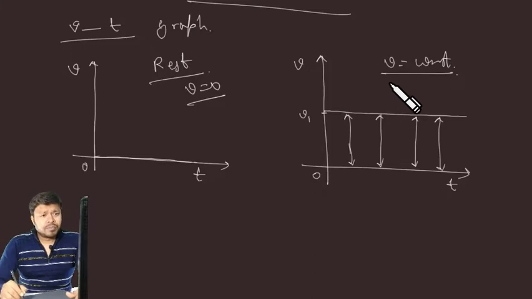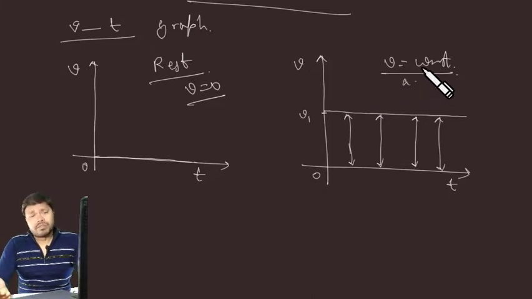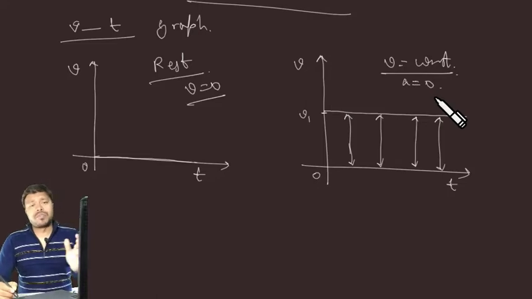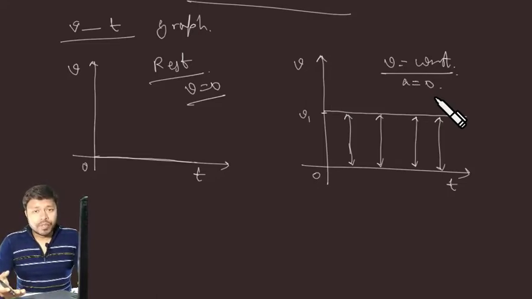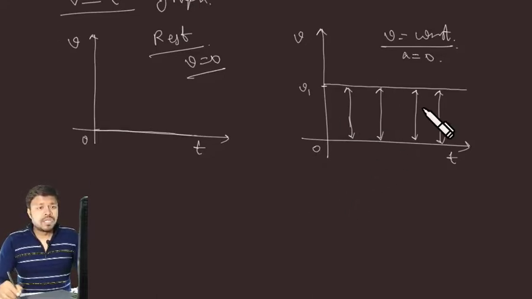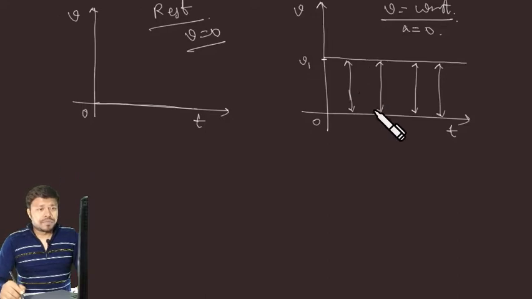Acceleration of this body is what? When v equals to constant, means final velocity, initial velocity are same, means a equals to 0, of course. Acceleration is 0. Alright, acceleration means what? Final velocity minus initial velocity divided by time, or rate of change of velocity. Here no change in velocity means acceleration will be 0. So this is my uniform velocity.